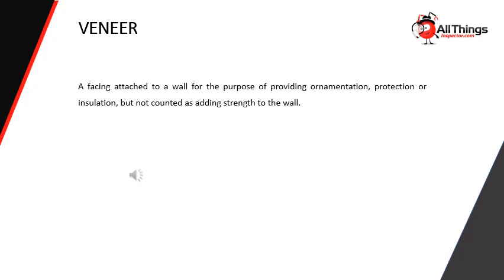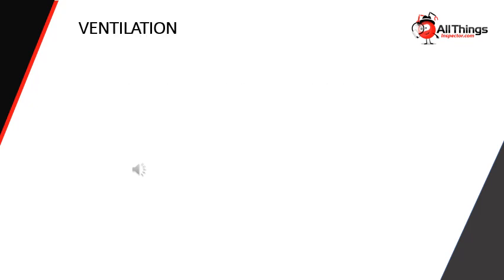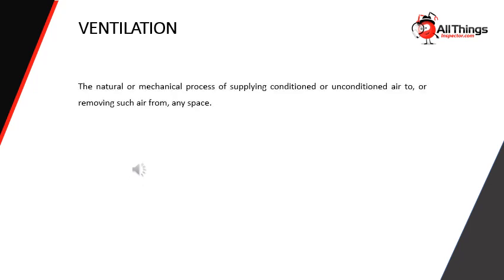Veneer: a facing attached to a wall for the purpose of providing ornamentation, protection, or insulation, but not counted as adding strength to the wall. Ventilation: the natural or mechanical process of supplying conditioned or unconditioned air to, or removing such air from, any space.